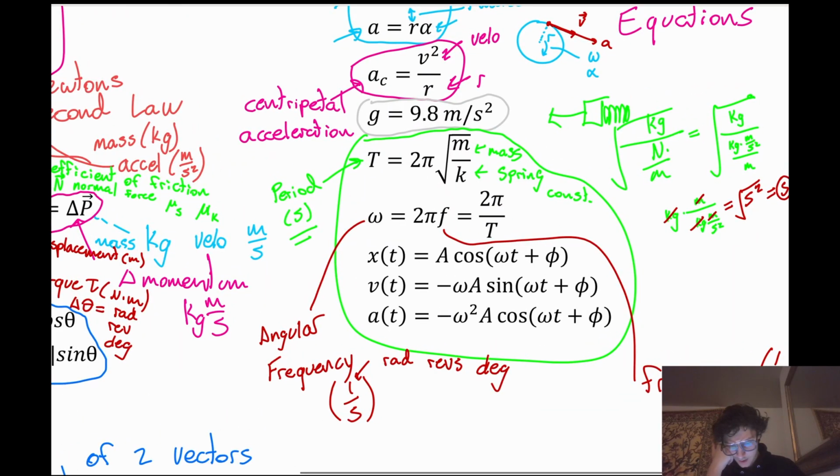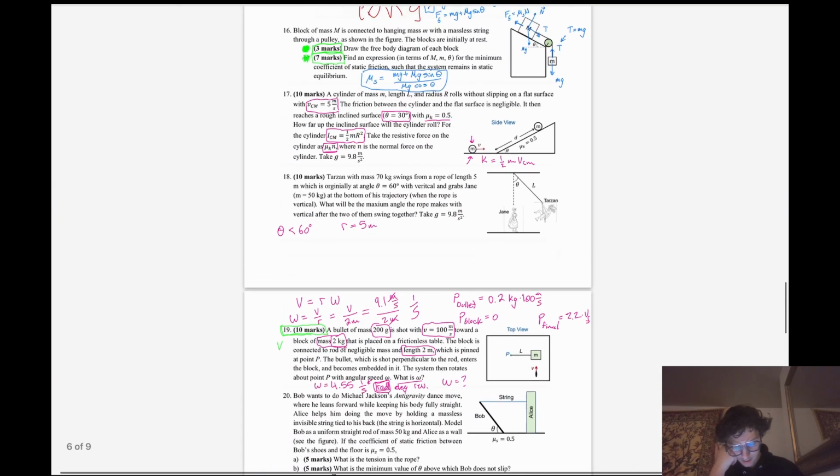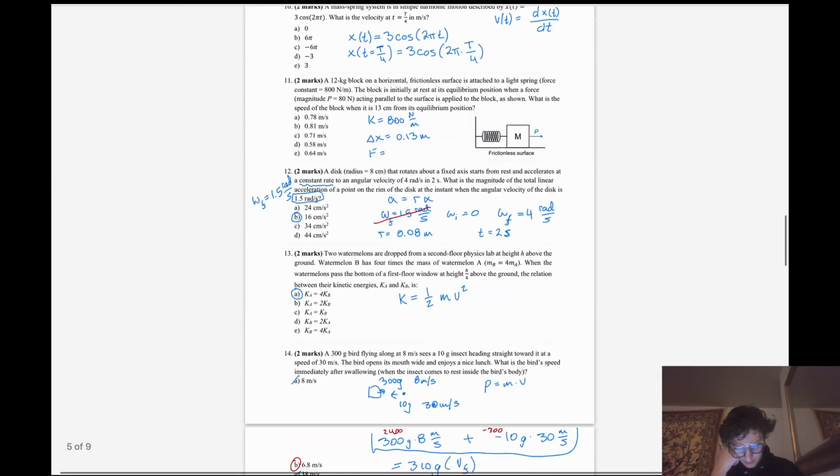So if omega is 2 pi, now we can maybe solve for T, because look at this. We have omega. We know omega is 2 pi, and then T over here. So if omega is equal to 2 pi, then you cross multiply. So this T goes to this side, and this gets divided onto this side. So T equals 1. Oh my goodness. Is that all we need?